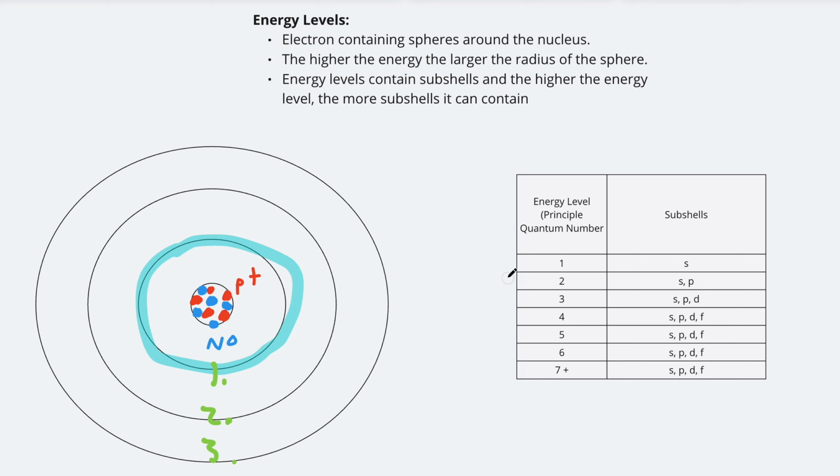The last really important thing about energy levels is the idea of subshells. We're going to go over subshells really soon, but what you need to know right now is that as you go up in energy levels, those energy levels contain more subshells. Energy level 1 contains only the S subshell. Energy level 2 contains the S and the P subshell. Notice how every time we go up in energy level, we add 1 subshell. But that doesn't continue for energy levels 4 to 5. We don't keep adding subshells.